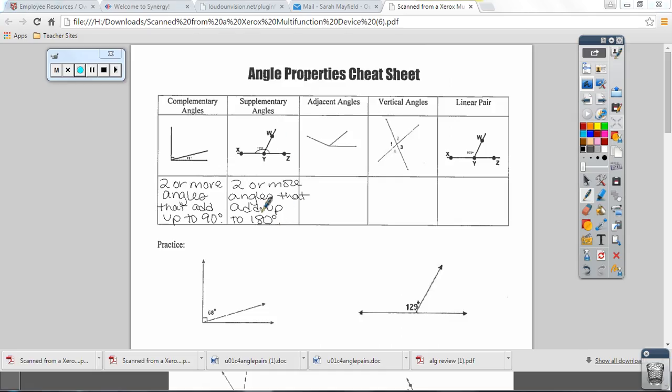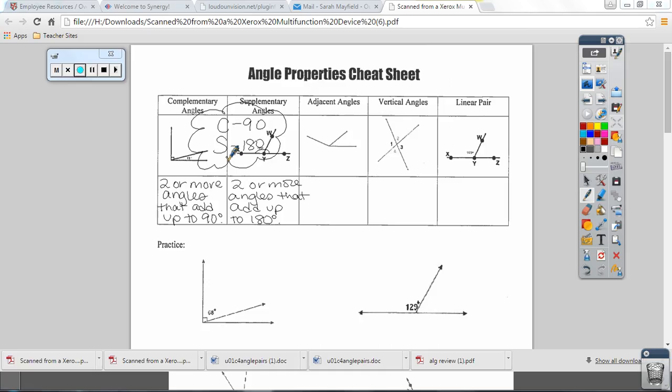Some people have a hard time remembering complementary versus supplementary. So I want you to think about it. What comes first in the ABCs? C or S? C does, right? So if I put C and S, stack them on top like that. Now think about it logically. What number comes first, 90 or 180? 90 does, so it goes with C. 180 goes with S. Just a fun little cheat shortcut way to differentiate between complementary and supplementary.